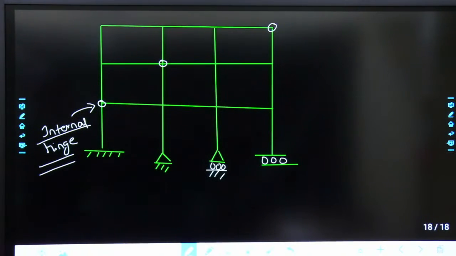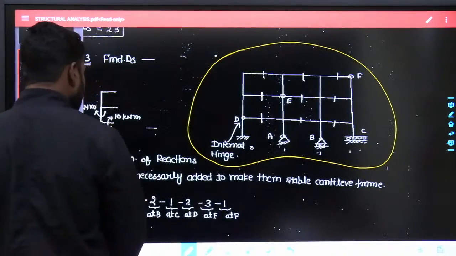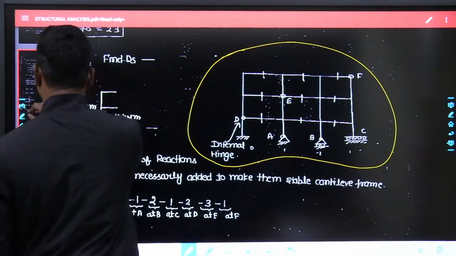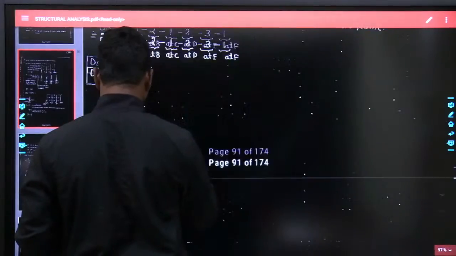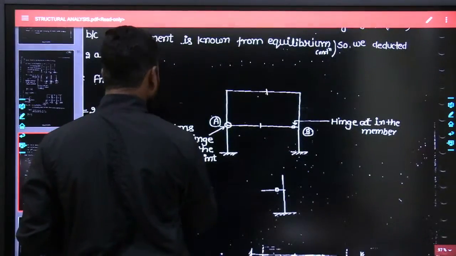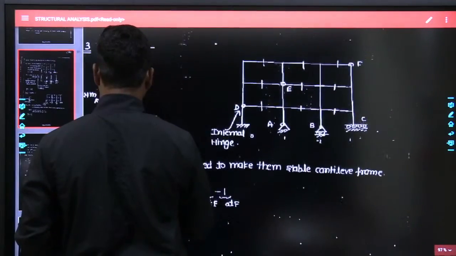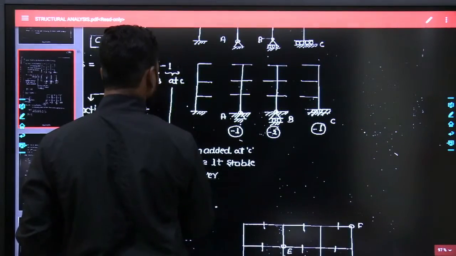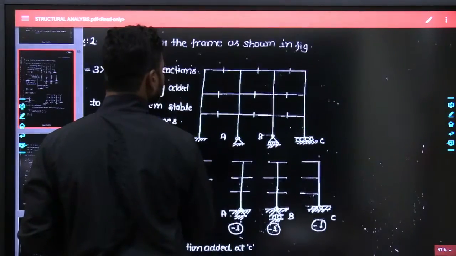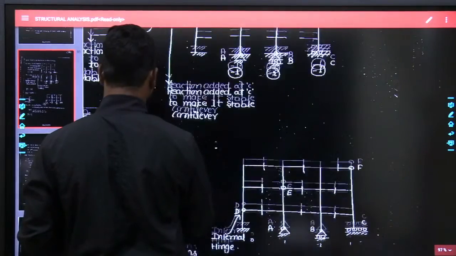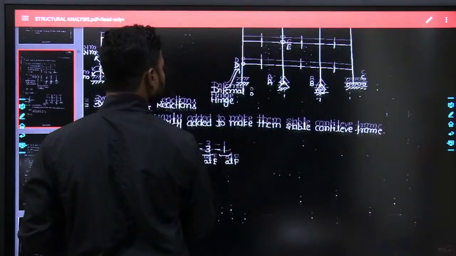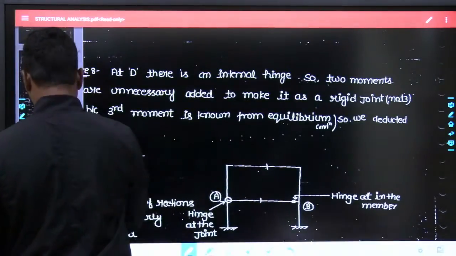Try to solve. Till that time, I'll try to see some more problems. Try to solve.